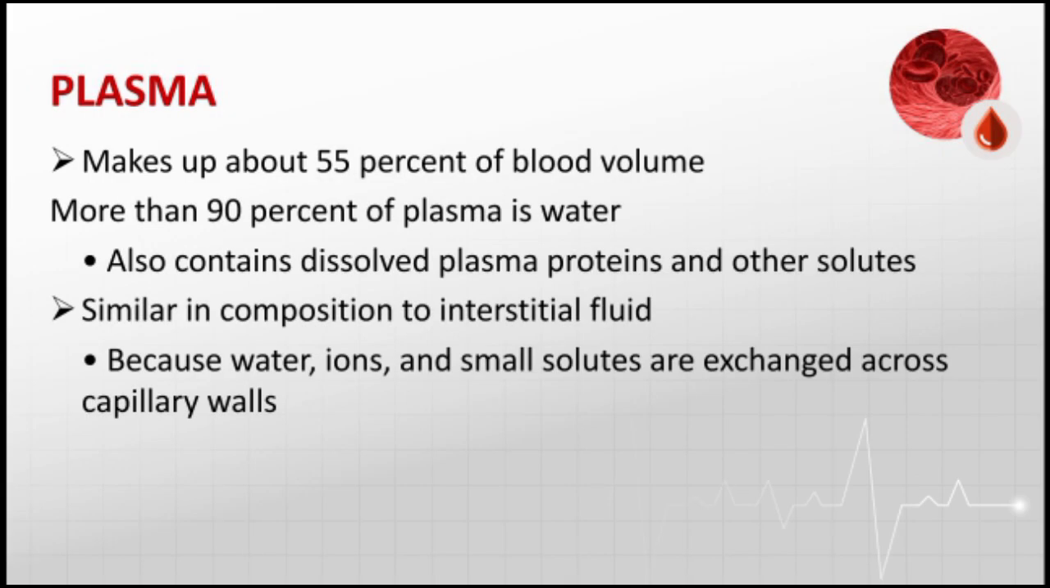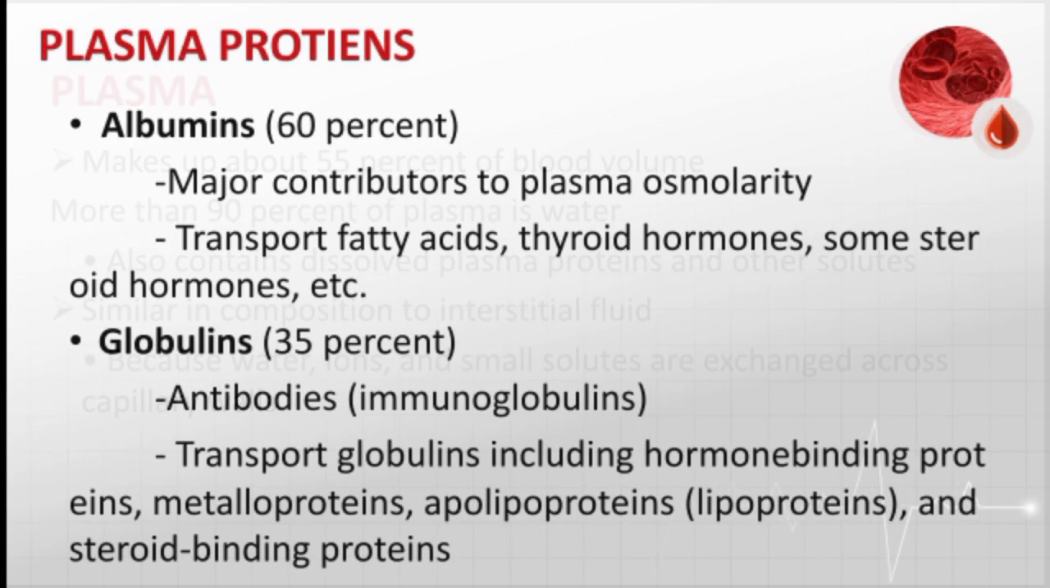Plasma in blood. Plasma makes up about 55% of blood volume and more than 90% of plasma is water. Plasma also contains dissolved plasma proteins and other solutes. Plasma is similar in composition to interstitial fluid because water, ions, and small solutes are exchanged across capillary walls.